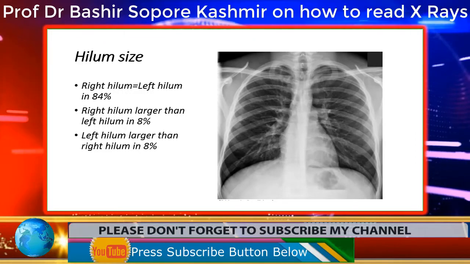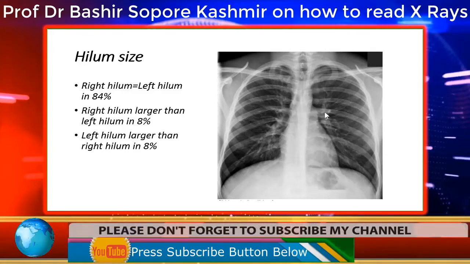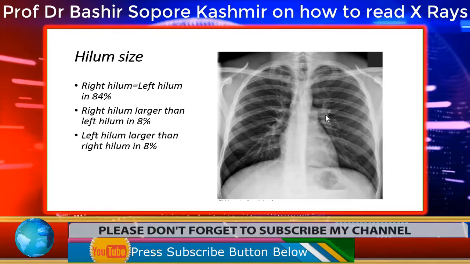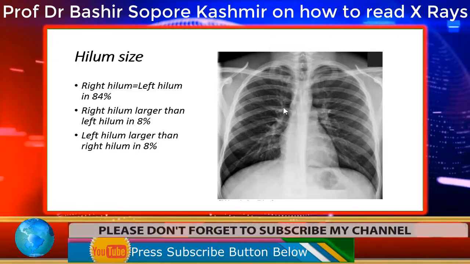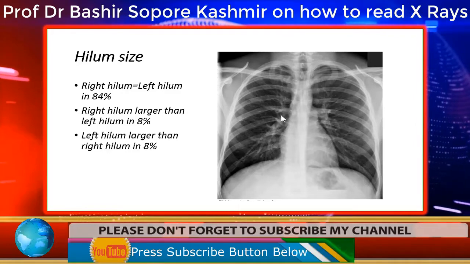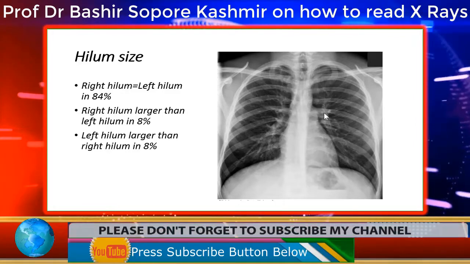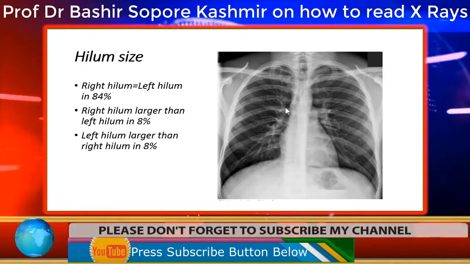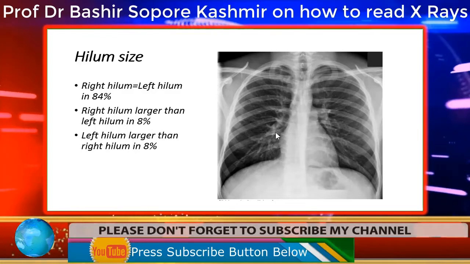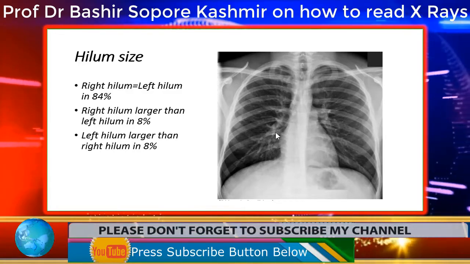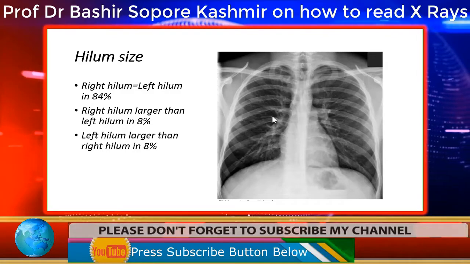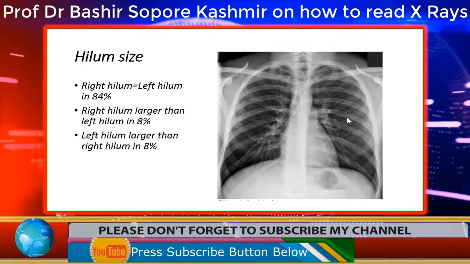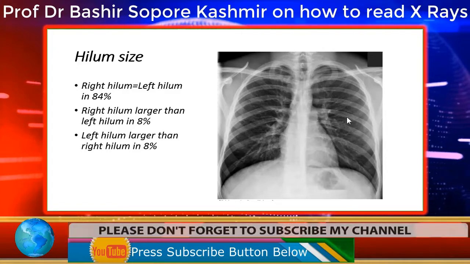Now, what is the size of the hilum? The size of the hilum on the right side and left side are equal. They are equal in size in 84% of the cases. Sometimes the right hilum is larger than the left hilum in 8% of the cases, and sometimes the left hilum is larger than the right hilum in 8% of the cases. But in the majority, in 84% of the cases, the right hilum and left hilum are equal in size.